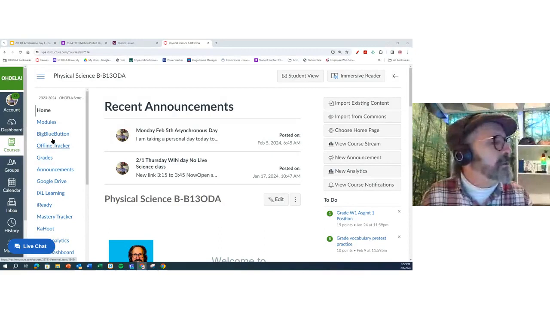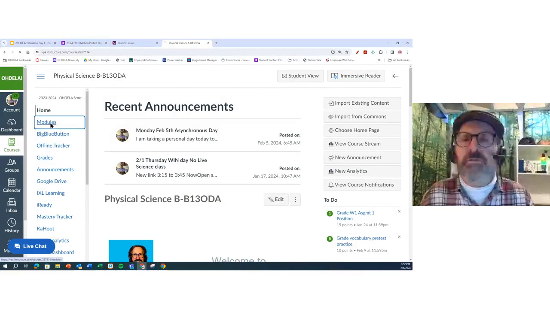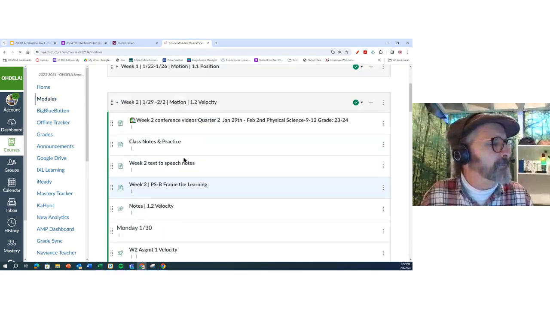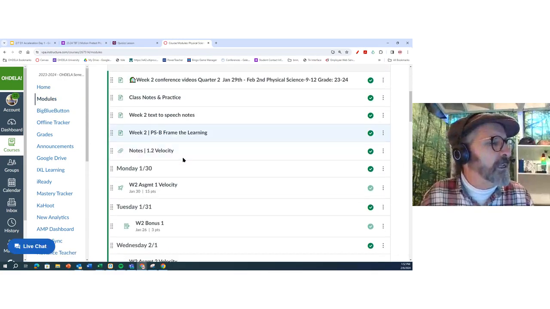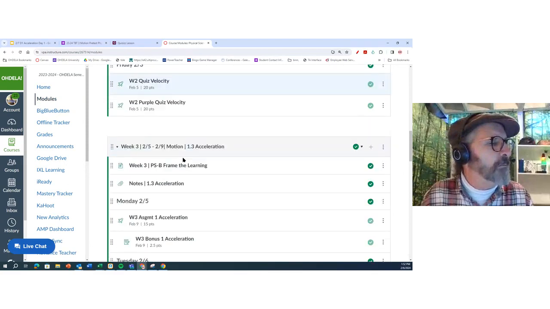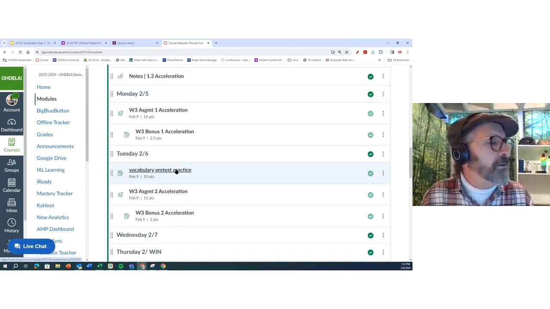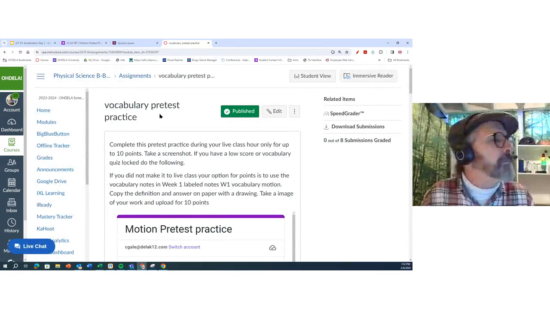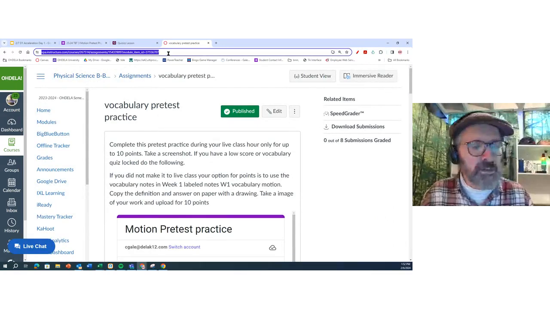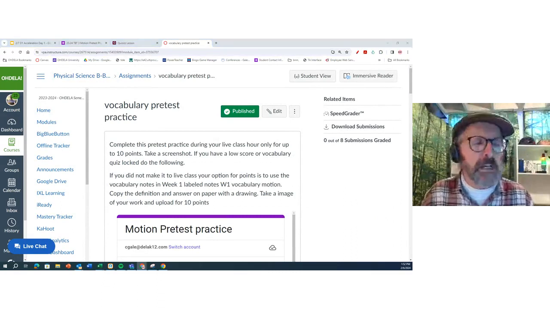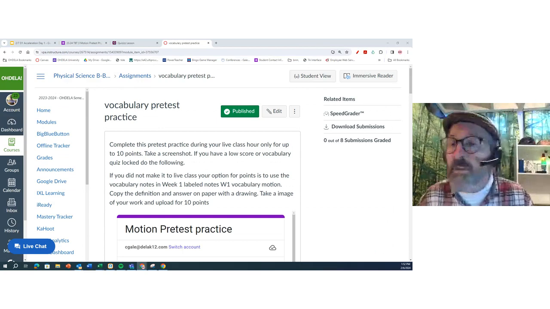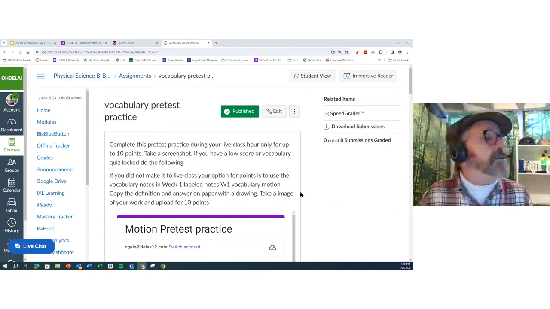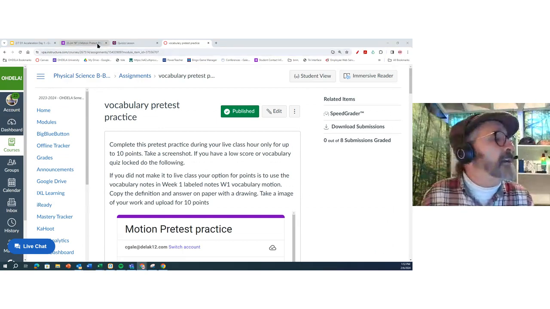If you go into the modules and click on week 3, and go to vocabulary pretest practice. Let me see if this works for you. Tell me if this works. Some people said this wasn't working. Go ahead and get into that. I give you until 2 o'clock to get that quiz done.